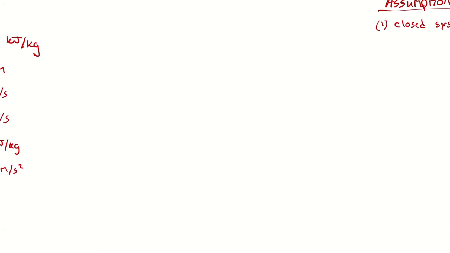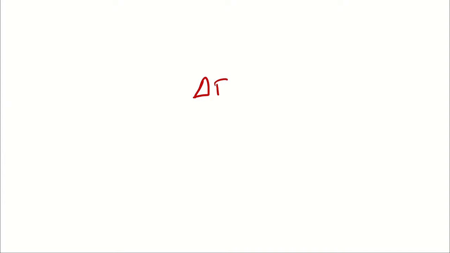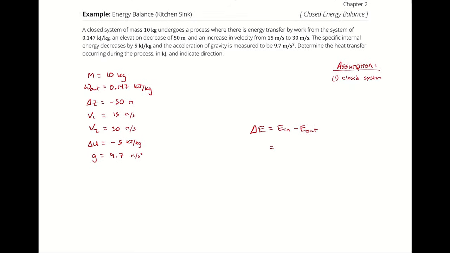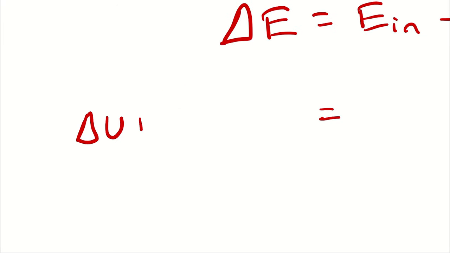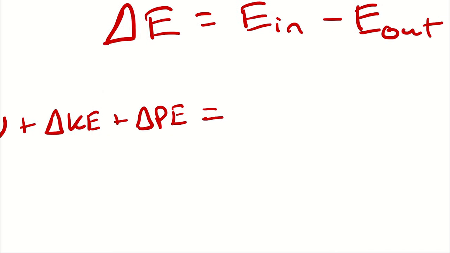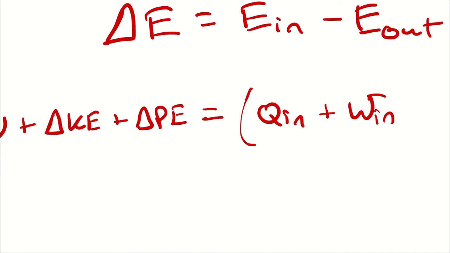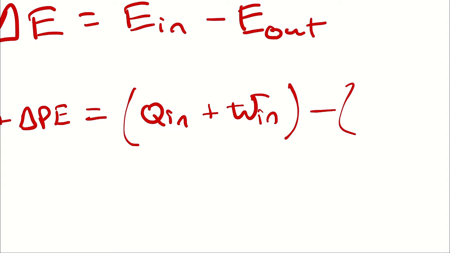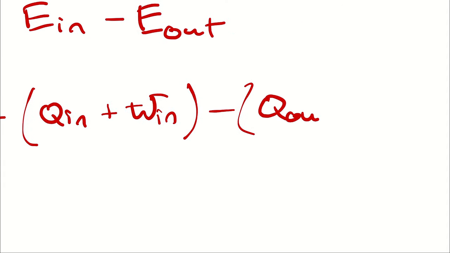So I will perform an energy balance on my system. I begin with delta E is equal to E in minus E out. Now we know that we have a transient process because we are told that the properties of this process are changing, and these properties are describing the same mass, so they must be changing with respect to time. So I will include the left-hand side of the equation, delta U plus delta KE plus delta PE, and E in, because it's a closed system, could be Q in and or work in, and E out could be Q out and or work out.